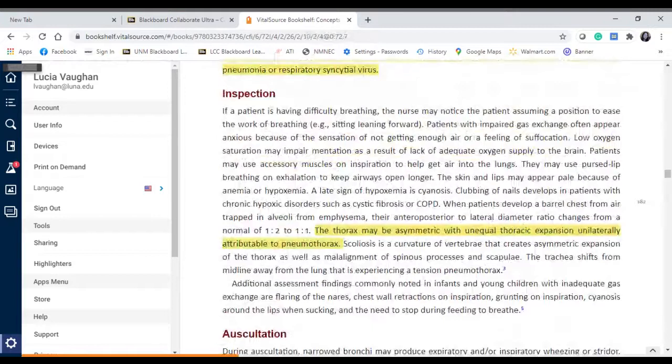So if I suspect a pneumothorax, we're going to have uneven chest expansion, absent breath sounds on the side of the pneumothorax, and the trachea is going to be deviated.